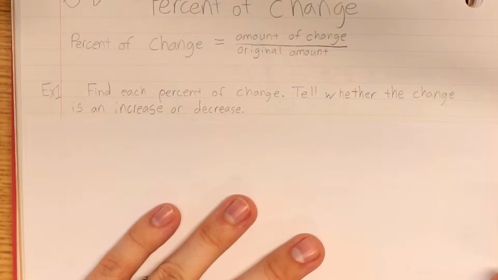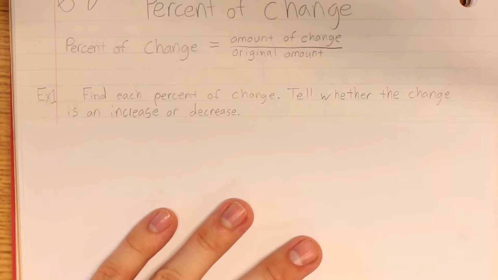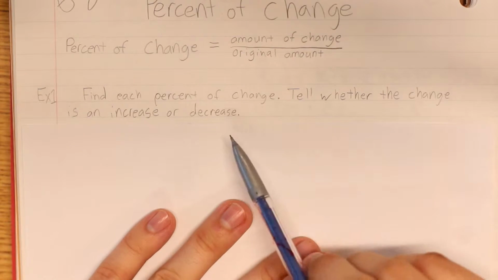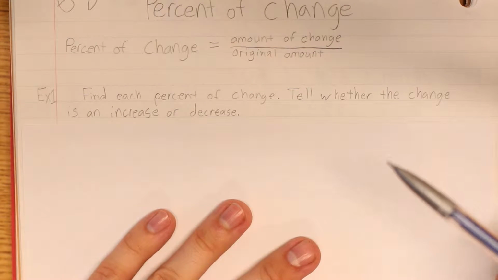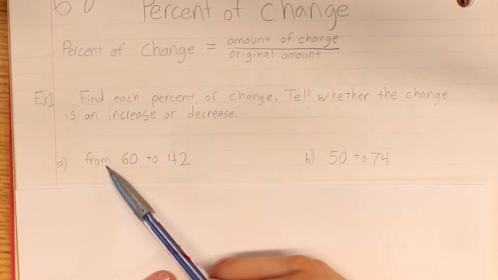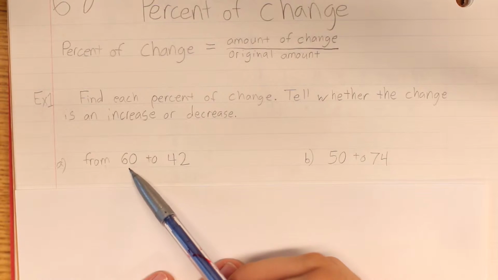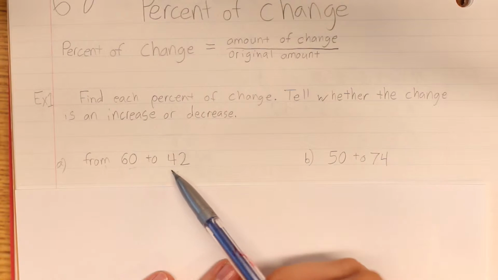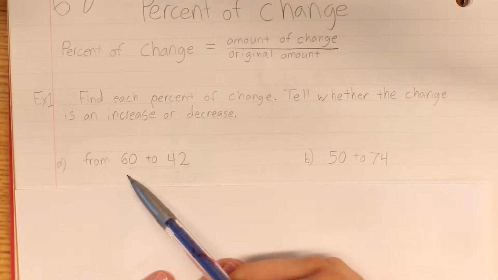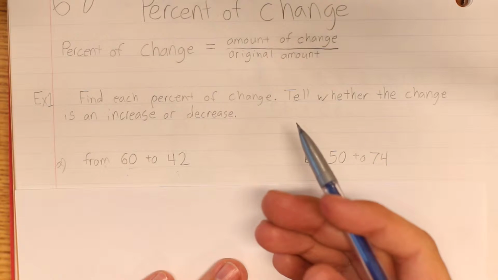So we're told here to find each percent of change and to tell whether the change is an increase or a decrease. And even though it tells you to do this second, you can actually do this first because you can tell really quickly what it's doing. So for instance, if it says, from 60 to 42, we start here, we go to here. Has there been an increase or a decrease? Obviously, there's been a decrease in the amount, but how much has it decreased by?